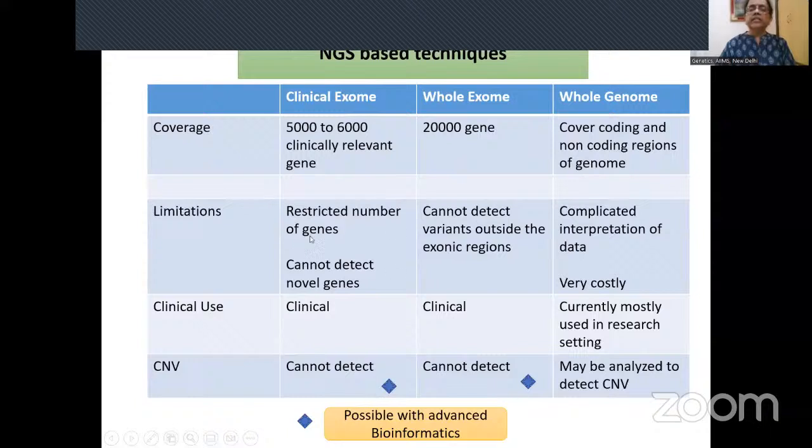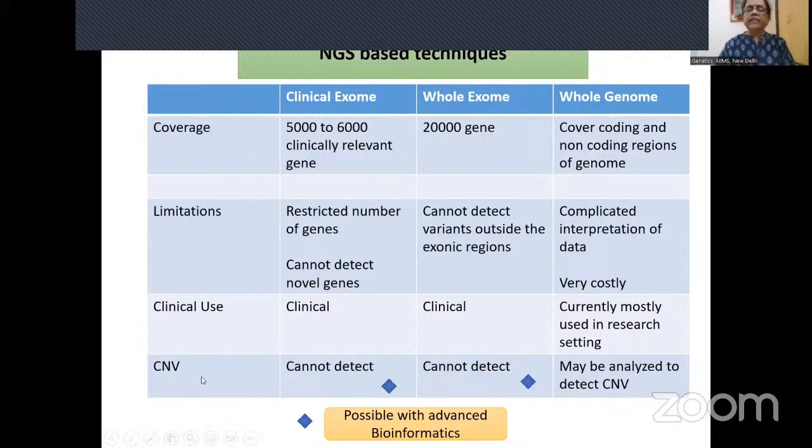So clinical exome has a restricted number of genes, and you cannot detect novel genes, whereas whole exome, because it covers all the reported genes, can detect novel variations also. And obviously both these cannot detect the variations outside the exonic region. Whole genome would cover everything, but the interpretation is complicated because huge data is generated and they are currently quite expensive. The use presently is clinical for clinical exome, even for whole exome. The whole exome is being used for research purposes as well. Whole genome, as I said earlier, is used more in a research setting, but it is coming into clinical practice very rapidly.